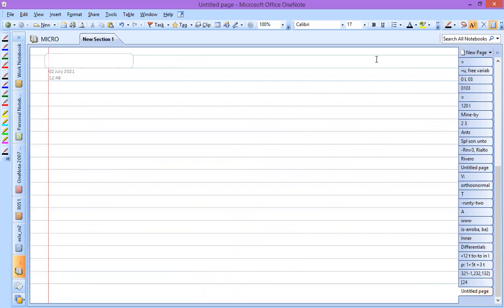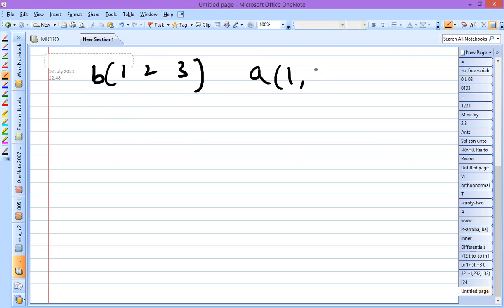Next problem, you solve it. Project b of 1 2 3 onto the line through a of 1 1 1 to get x and p.